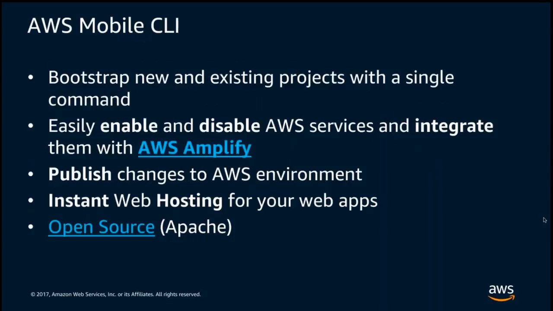So the AWS Mobile CLI is a CLI tool that allows you to bootstrap new and existing projects with single commands. So you can essentially do the majority of the things you can do in AWS Mobile Hub console with the CLI. And it'll also allow you to easily enable and disable services and integrate them with AWS Amplify. So you can publish changes to Amazon S3 for hosting of your PWA or web application with a single command. So instant hosting for web and mobile apps is a pretty key feature and allows you to prototype and iterate quickly on mobile applications or PWAs. And the CLI is also open source under Apache license.